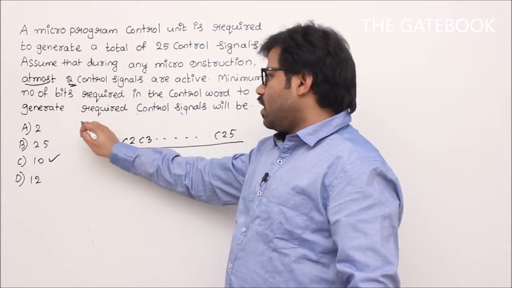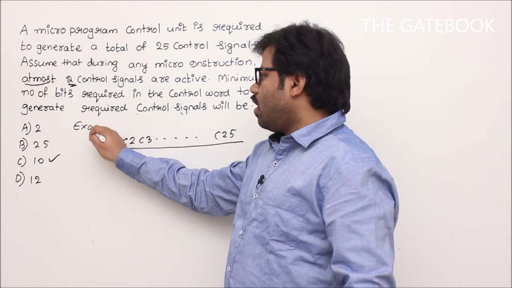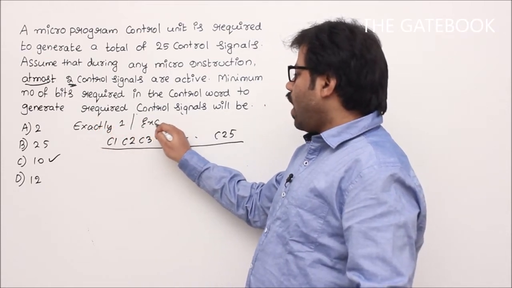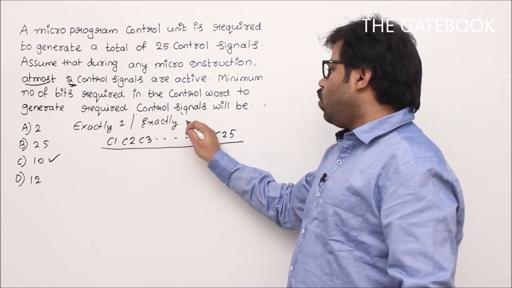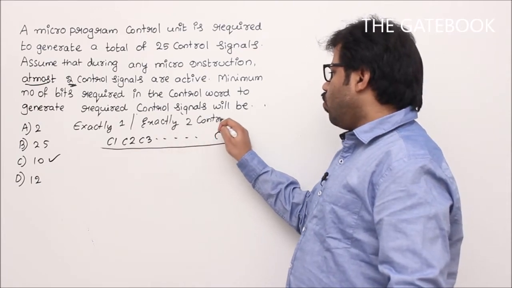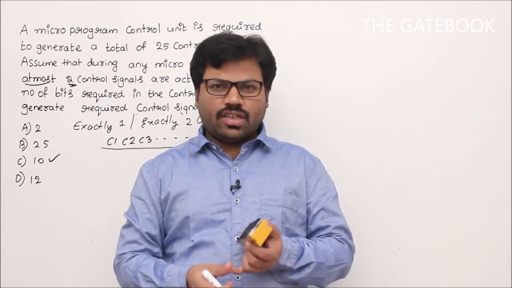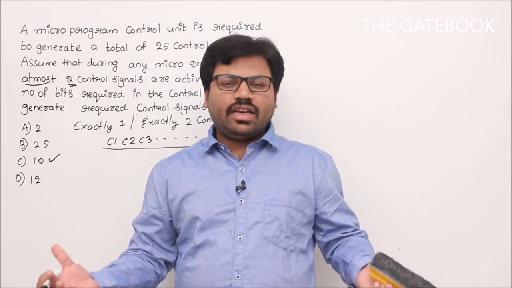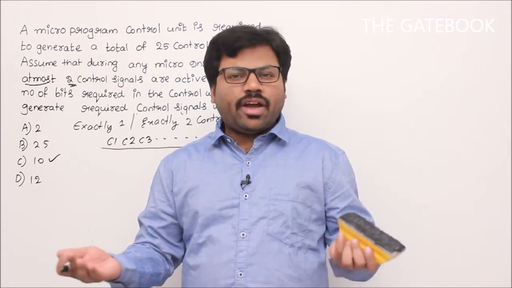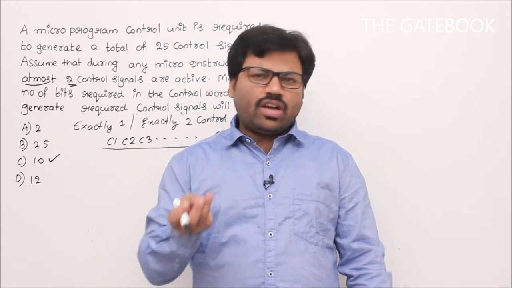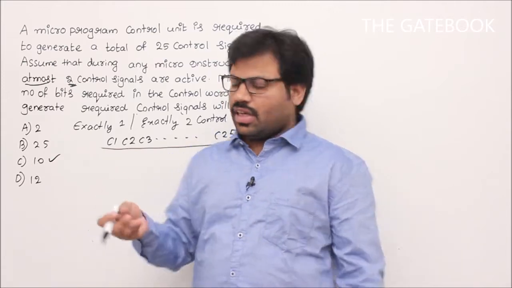At most two control signals means exactly one control signal, or maybe exactly two control signals, correct? So exactly zero control signals is not possible, and generally not required. Why? If you are not generating any control signal, then you can't do any micro operation, right? So to do any micro operation, at least one signal should be activated, correct? That is the idea.